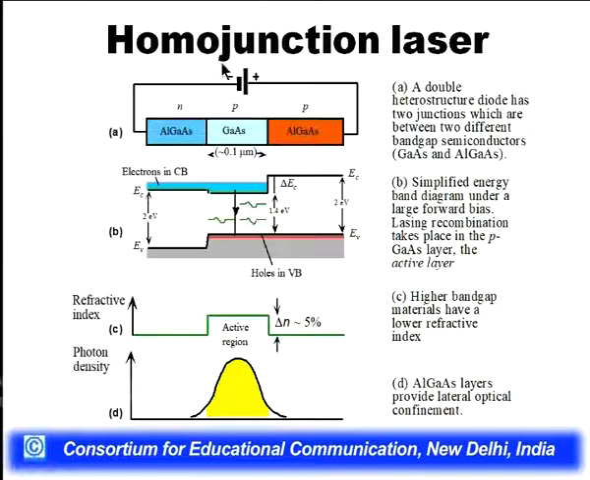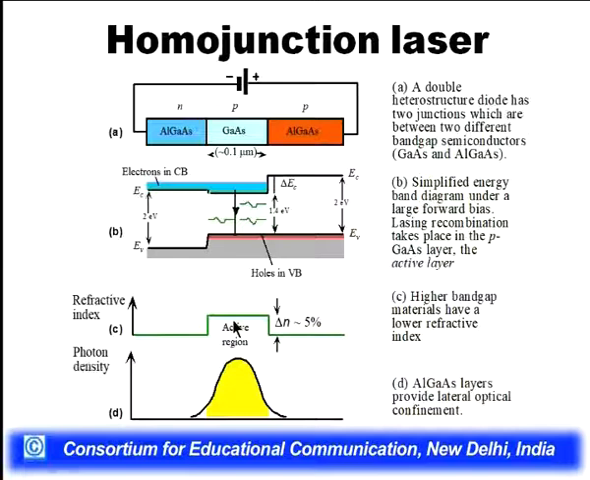This is for the case of the homojunction. And here we see the simplified energy diagram under large forward biasing. The laser recombination takes place in the gallium arsenide region. Here the band gap is less, and in this region the laser recombination takes place in the P type gallium arsenide laser. This is a P type gallium arsenide layer, and this works as the active layer.